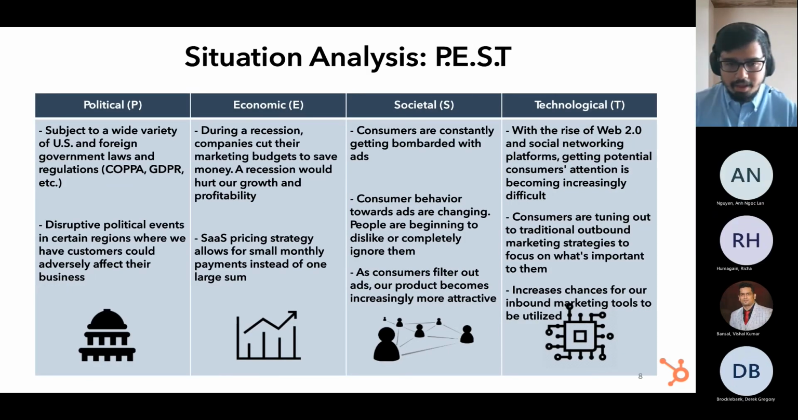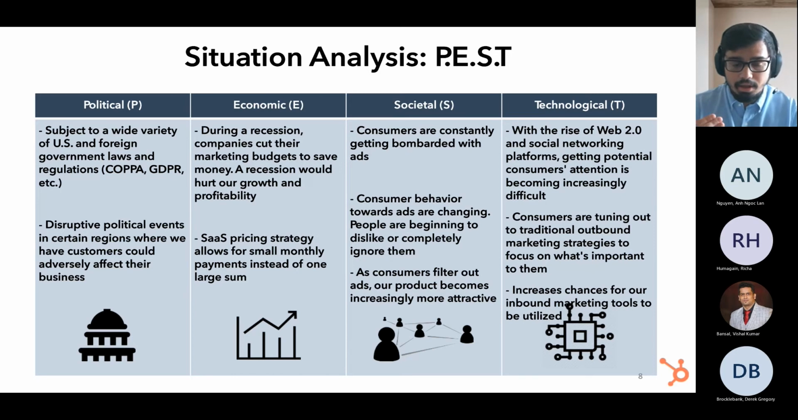Awesome, thank you. And now I'm going to go through our PEST, product lifecycle, SWOT, and marketing mix analysis. For our political environmental climate, HubSpot is subject to a wide variety of U.S. and foreign government laws and regulations, such as the Children's Online Privacy Protection Act and the General Data Protection Regulation. Political instability or disruptive political events in certain regions where we have customers could adversely affect their business and ultimately affect our profitability.